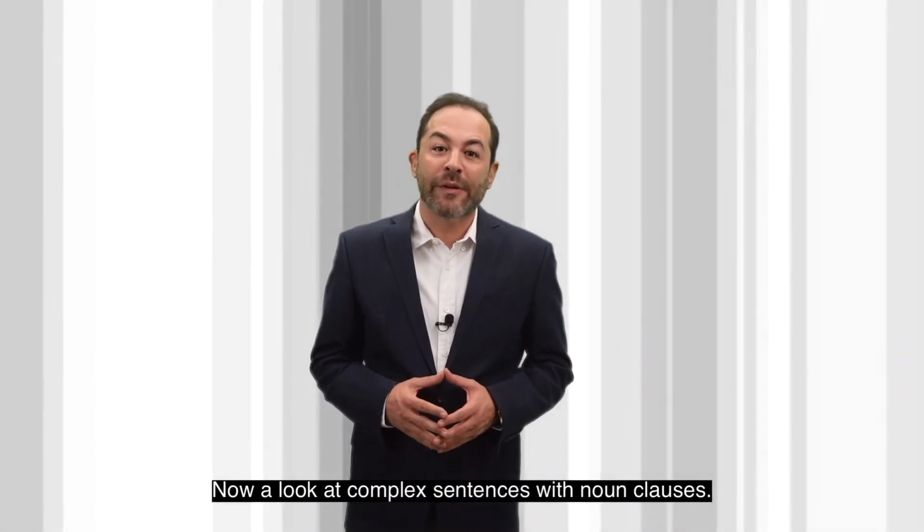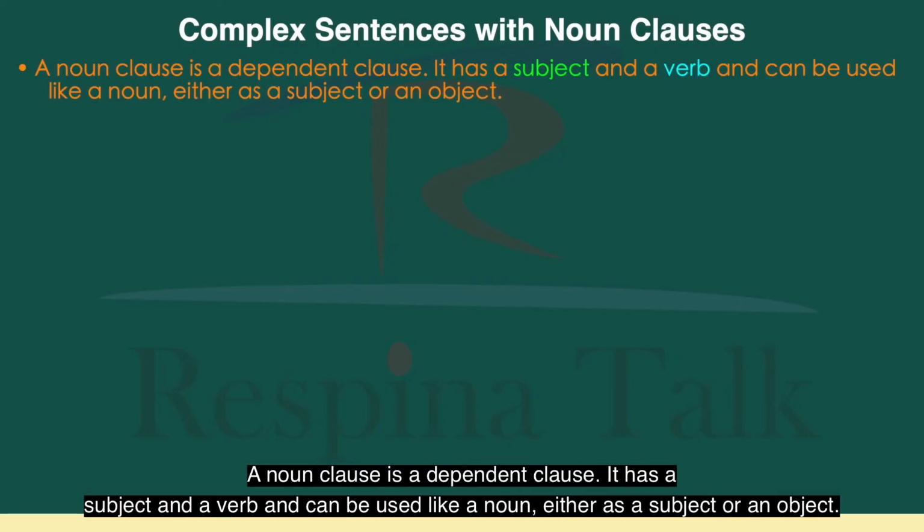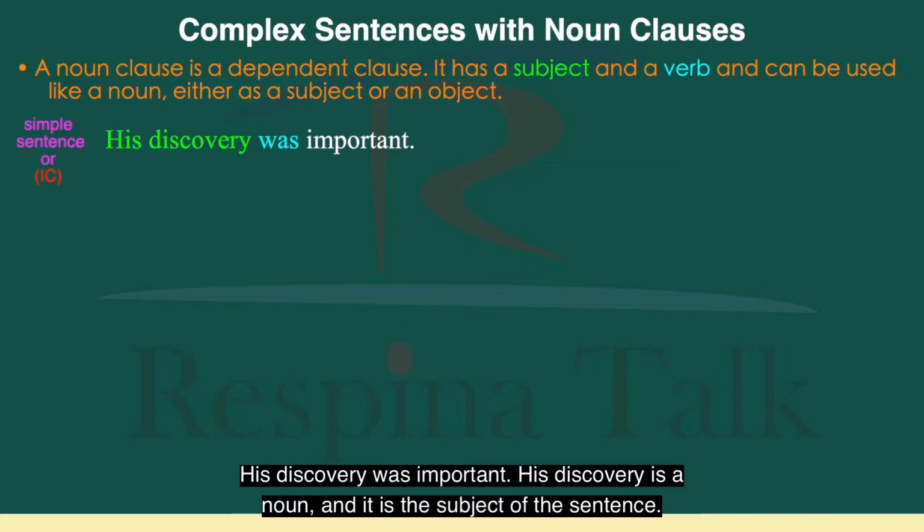Now we look at complex sentences with noun clauses. A noun clause is a dependent clause. It has a subject and a verb and can be used like a noun, either as a subject or an object. Here's an example of a noun clause as a subject. His discovery was important. His discovery is a noun, and it is the subject of the sentence.